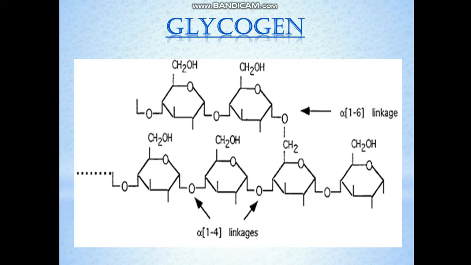Why do we call it 1,4? First, second, third and fourth carbon is there. Can you see here? So it is alpha 1,4 linkage. Two types of linkage can be seen. This is alpha 1,6 linkage and this is alpha 1,4 linkage.